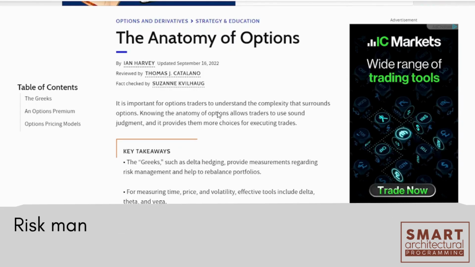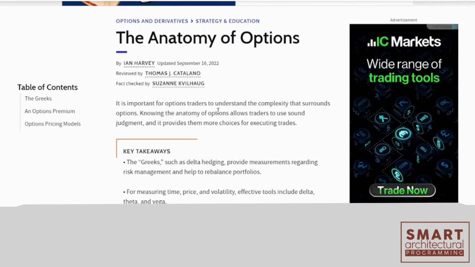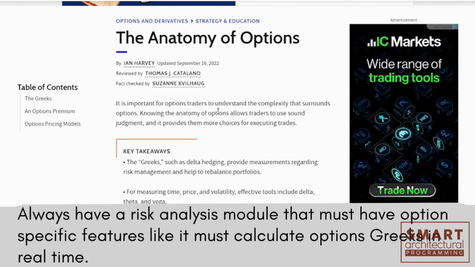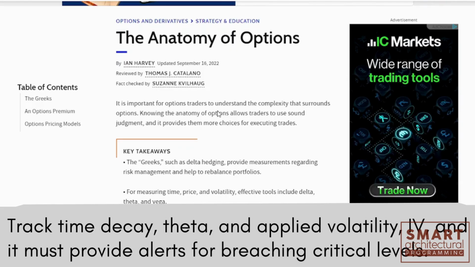The second important core component of an options trading expert advisor is risk management. It must implement stop loss levels, profit targets, and position sizing rules. It must handle margin requirements, monitor drawdown limits, and so on and so forth to manage risk when trading. The third component for an options trading EA is to always have option-specific features. It must calculate options Greeks in real time, it must track time decay (theta) and implied volatility (IV), and it must provide alerts for breaching critical levels.